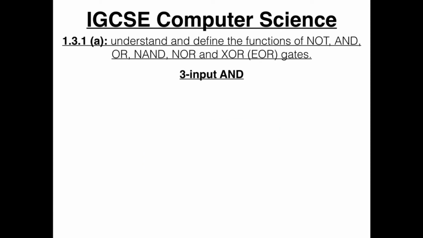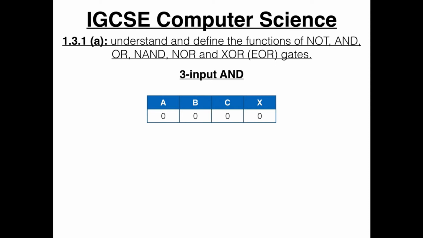So we had 2 inputs for the AND gate, but we can actually have more. We can have 3, 4, 5, or however many we like. So this is how the truth table would look if we did this. We'd have the inputs A, B, and C, and the output X. So A and B and C give 0.